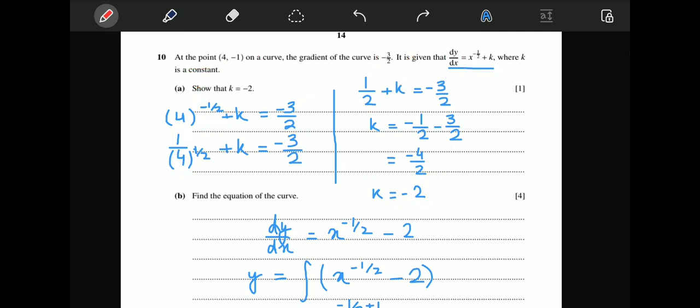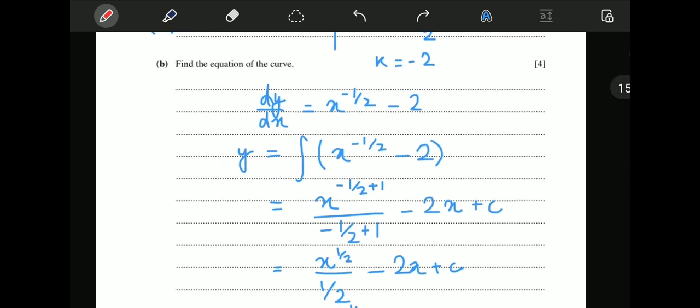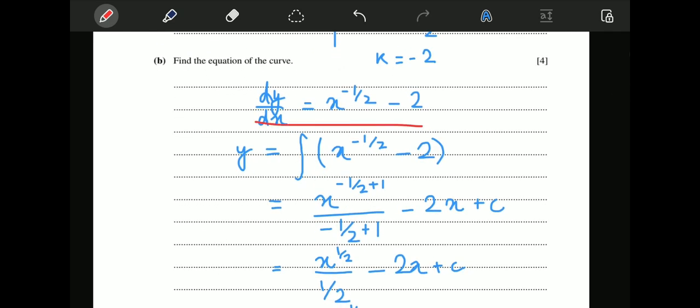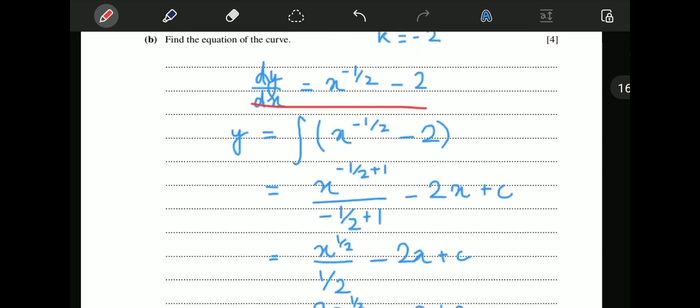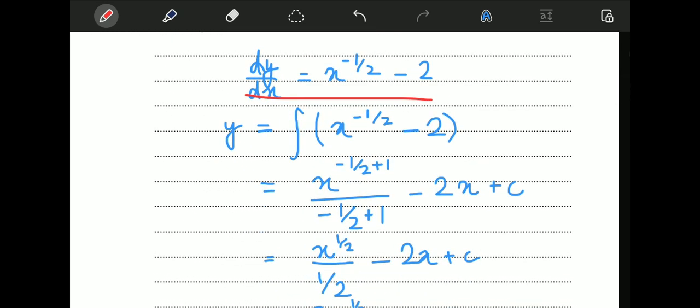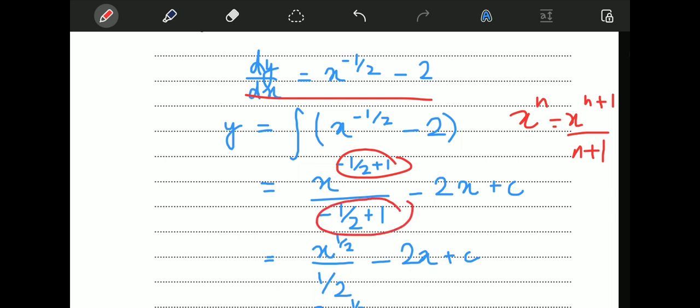Now part B, find the equation of the curve. If you have the dy by dx and you know the value of k as well, now you have to find the y, the equation of the curve. So you'll integrate this. Integrating x power n will give you x power n plus 1 over n plus 1. So here n is minus 1 by 2, so minus 1 by 2 plus 1 over the denominator, minus 1 by 2 plus 1, of x obviously, and plus the constant of integration.